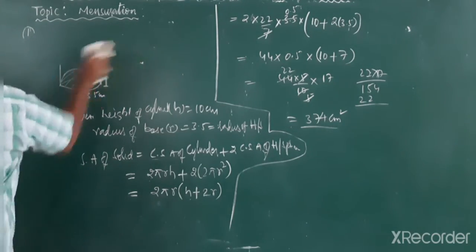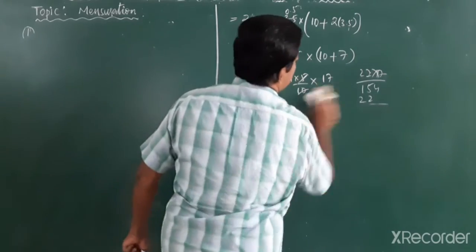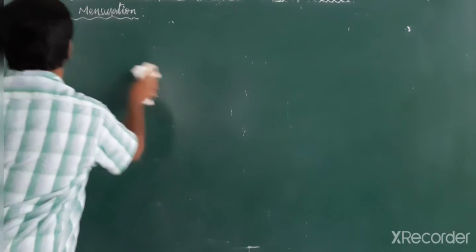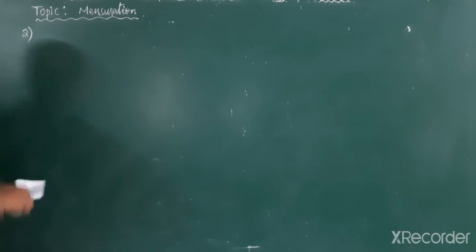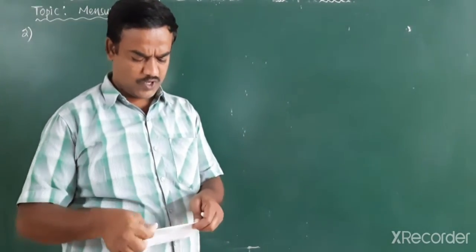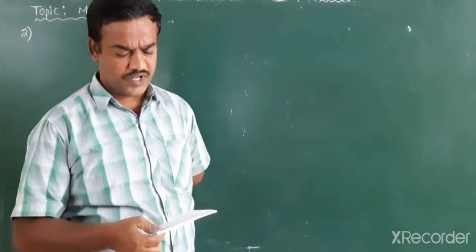Now the second question: a tent is in the shape of a cylinder surmounted by a conical top.